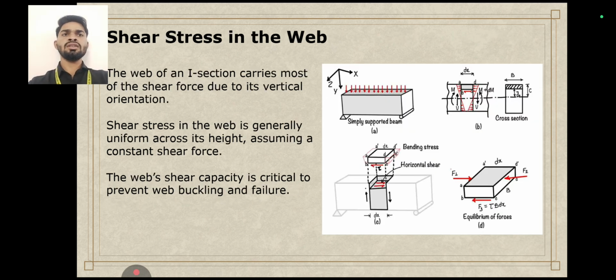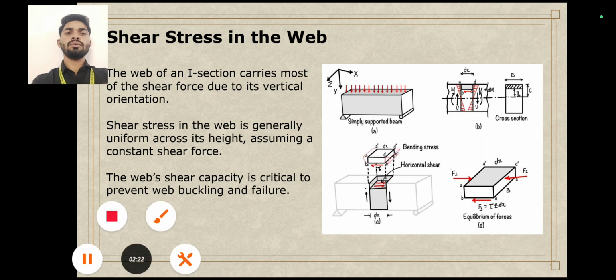Shear stress in the web. The web of the I section carries most of the shear force due to its vertical orientation. Shear stress in the web is generally uniform across its height, assuming a constant shear force. The web's shear capacity is critical to prevent web buckling and failure.